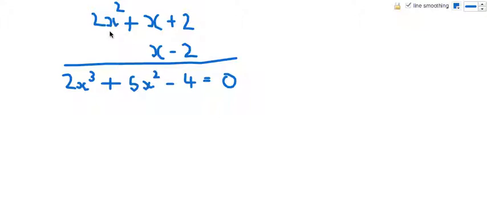Okay, so let's just check that is correct. 5x squared will be our checker to make sure it's correct. So if we do the union jack, it'll tell us. So I've got x squared there.